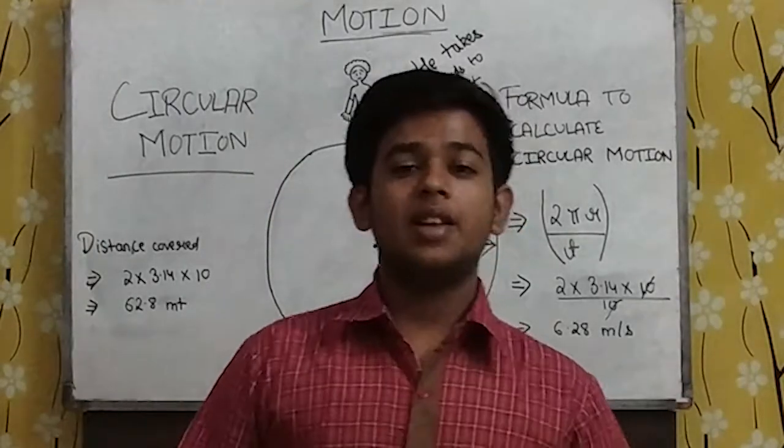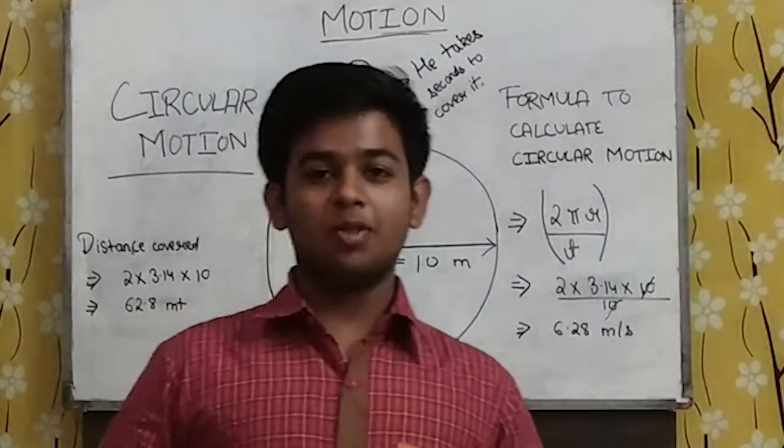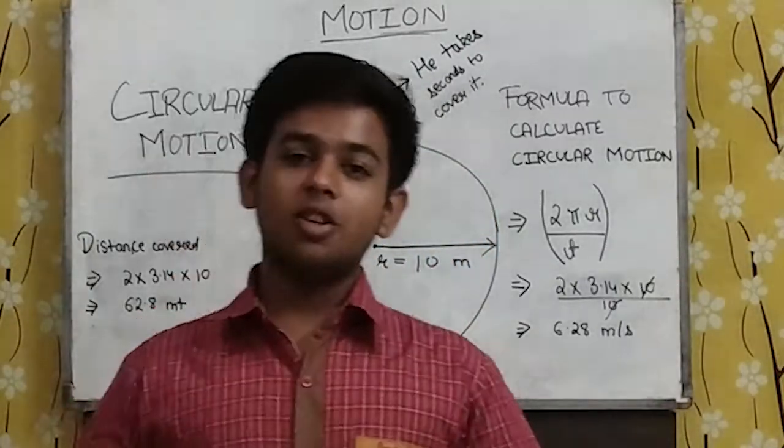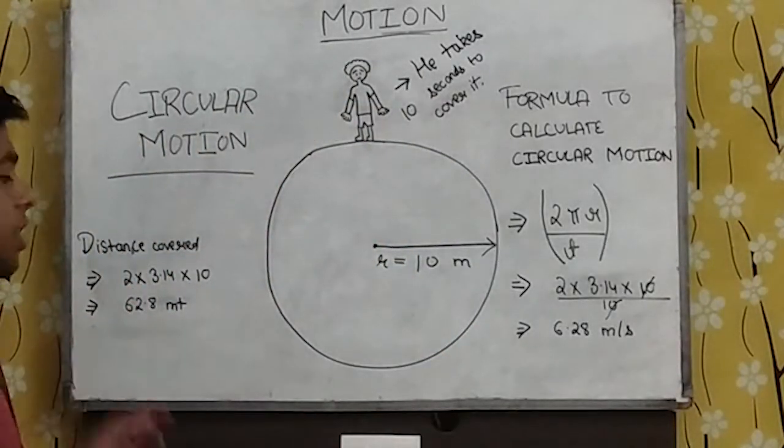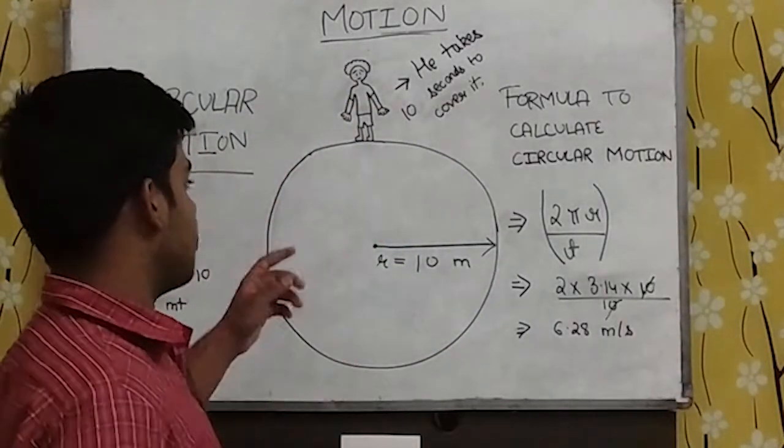Hi friends, today let's talk about circular motion. What is circular motion? The motion of an object along a circular path around a fixed point is known as circular motion. Let us consider this boy who covers a distance of 62.8 meters in 10 seconds.